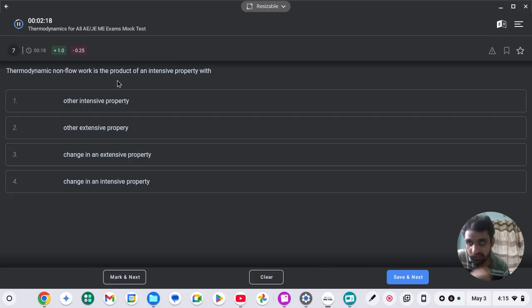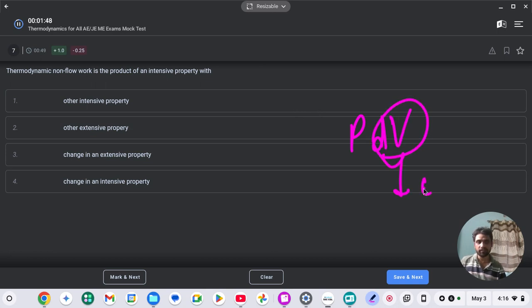Next, thermodynamic non-flow work is the product of an intensive property with. Non-flow work is PdV. Volume is extensive, pressure is intensive, because pressure remains constant even if we increase the volume.